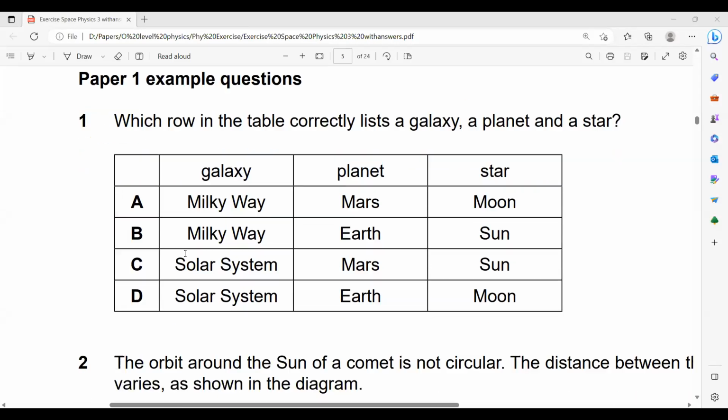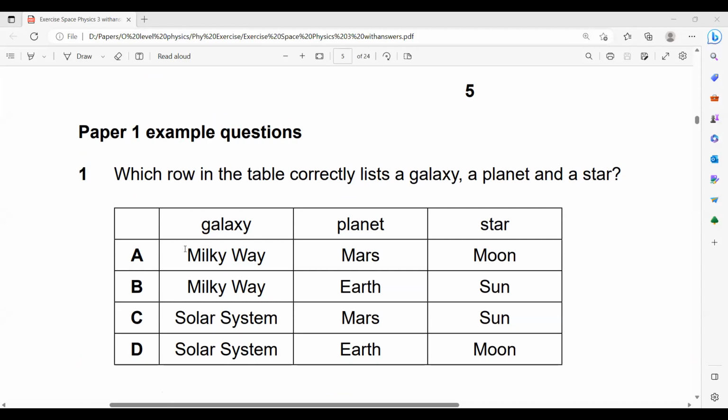So these are some example questions related to Paper 2 and Paper 1 MCQs. Which row in the table correctly lists the galaxy, a planet and a star? Milky Way is a galaxy, Earth is a planet and Sun is a star. That's why B is the right answer.